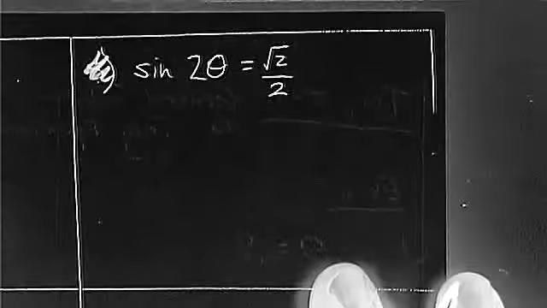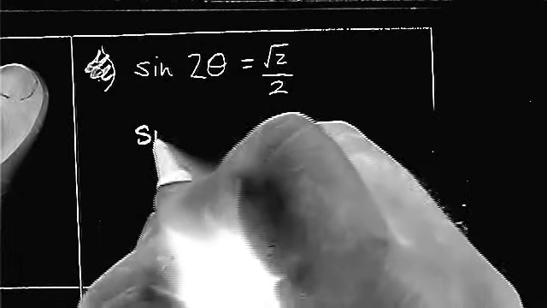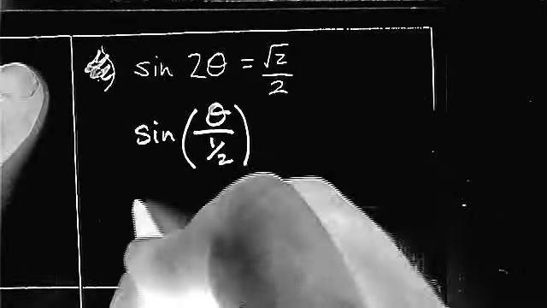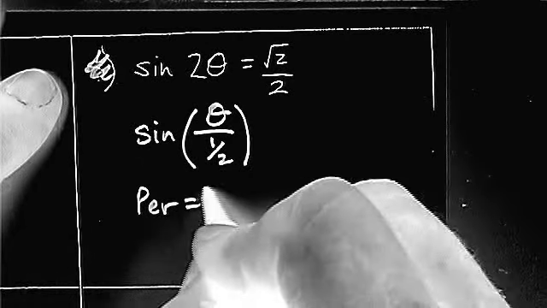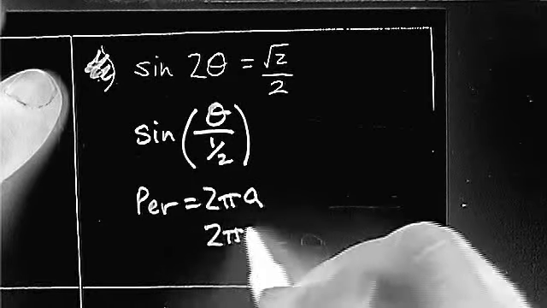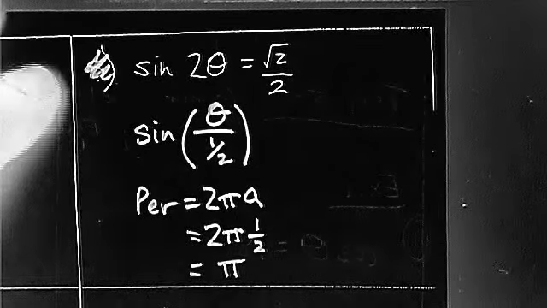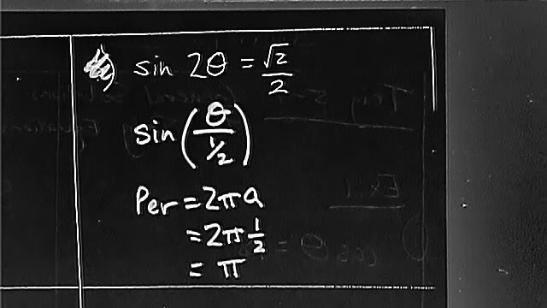The more challenging questions are when we're going to start changing the period of the function. Remember, this is the same thing as theta over 1/2. So the period of the function we know is 2 pi times a. In this case, 2 pi times 1/2. Therefore, the period of this sine wave has been changed to only 1 pi.